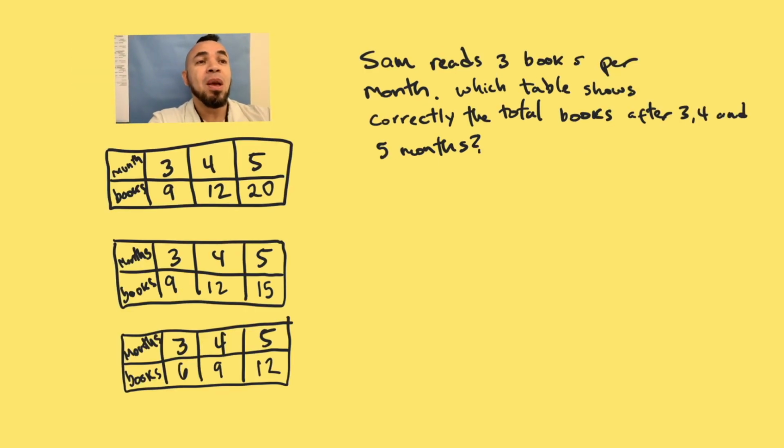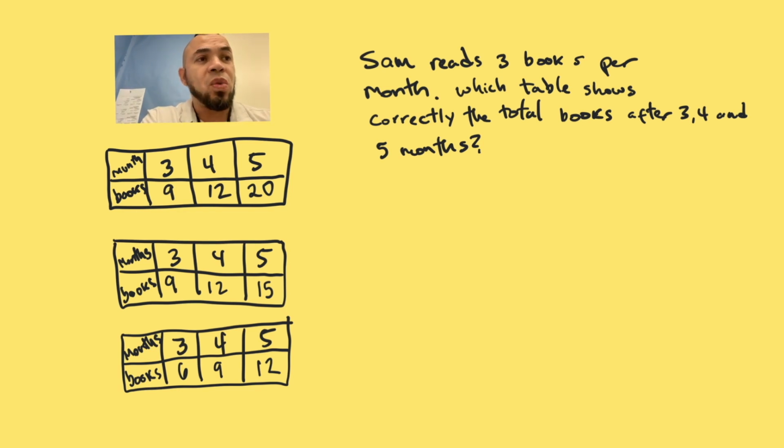Okay, so here's another kind of situation. Sam reads 3 books per month, which table shows correctly the total books after 3, 4, or 5 months? So you can have a table like this when they give you choices, and they'll ask you which one shows correctly how many books she or he would have read after 3, 4, or 5 months. Again, what is best to do is write it out correctly. It's best to show your work.